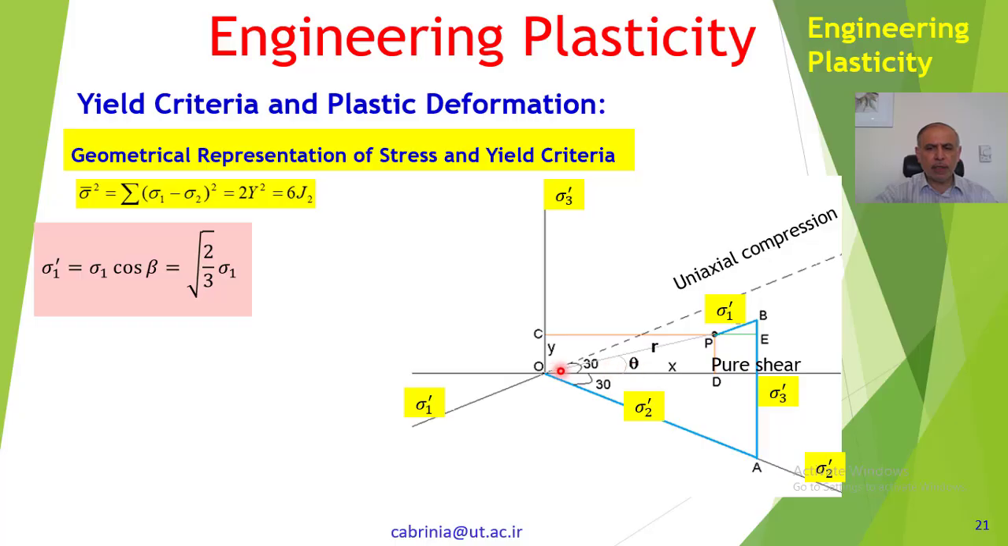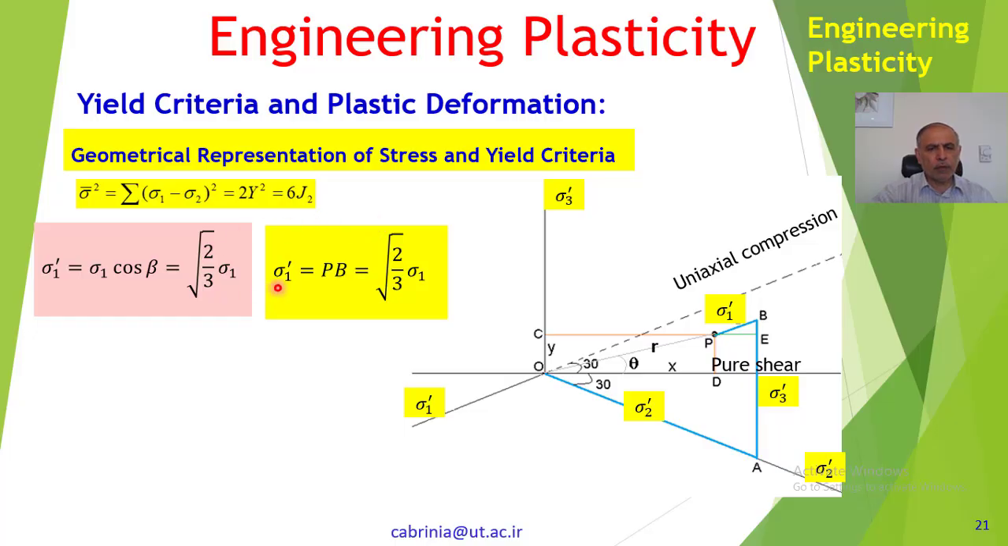So in here this theta changes from 0 to 30 degrees, and R shows the magnitude of the stress. So if we want to locate P, either we go by using sigma 1 prime, 2 prime, 3 prime, or we could use r sine theta or r cos theta, and we will know where P is. And this is the previous yield function that we developed.